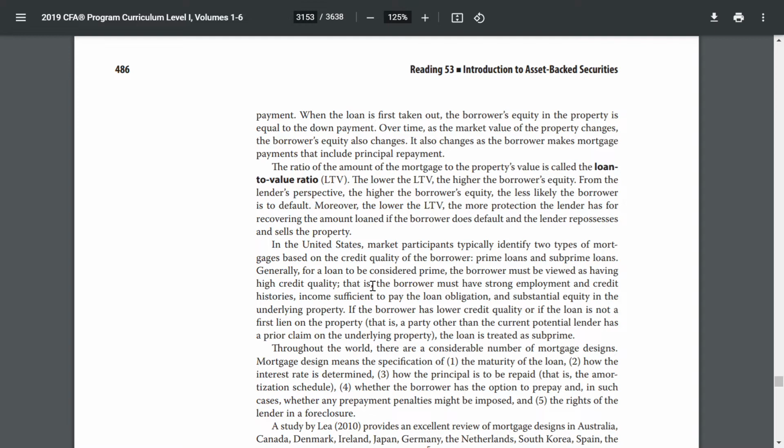In the U.S., market participants typically identify two types of mortgages based on credit quality of the borrower: prime loans and subprime loans. Generally, for a loan to be considered prime, the borrower must be viewed as having high credit quality. That is, the borrower must have strong employment and credit histories, income sufficient to pay the loan obligations, and substantial equity in the underlying property. If the borrower has lower credit quality, or the loan is not a first lien on the property, then the loan is treated as subprime.